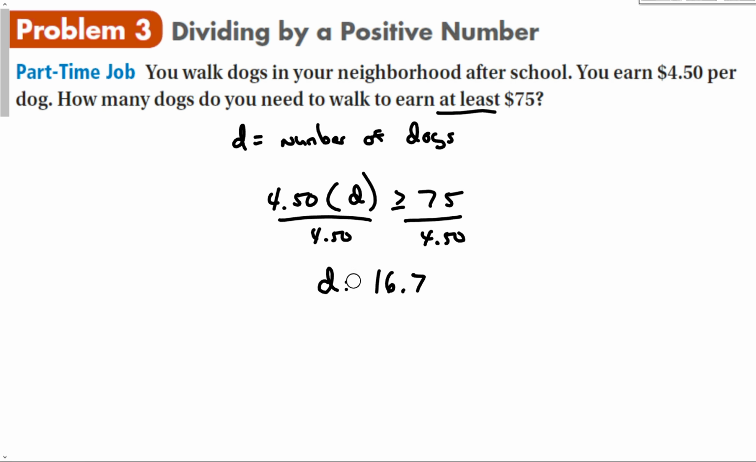Oh, sorry. It's not equal to, it's greater than or equal to, since we don't have an actual equality, we have an inequality. Okay, so I want to make at least 75 bucks. If I only walk 16 dogs, I'm only going to make 72 bucks. So in order to make at least 75, the answer is going to be 17 dogs, right? We have to round up so I can make the amount of money that I want to make.